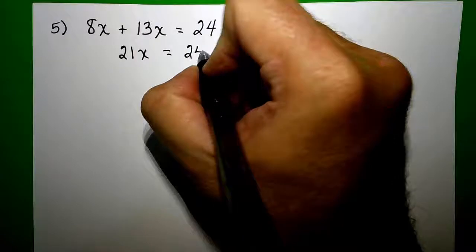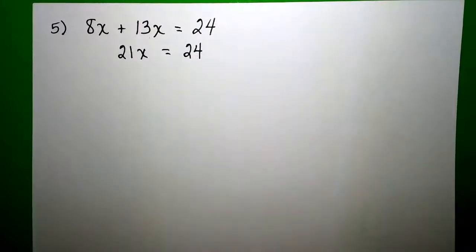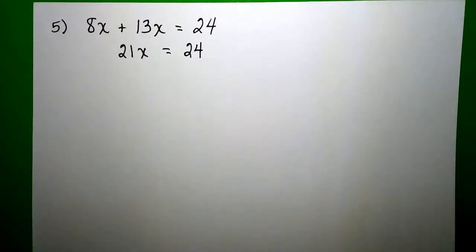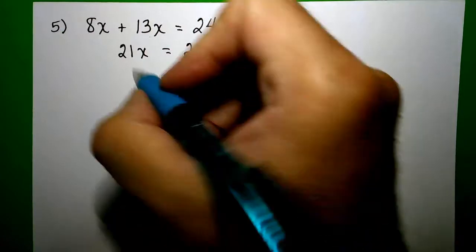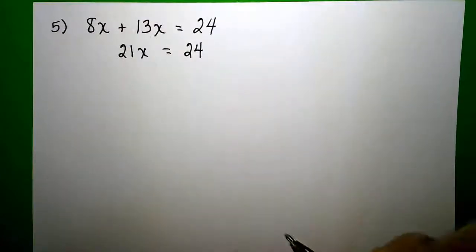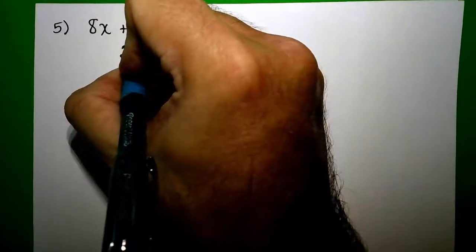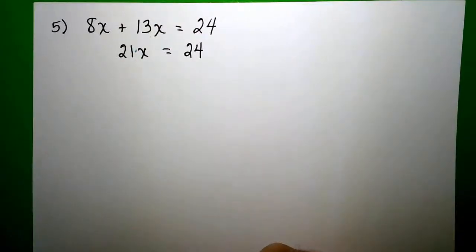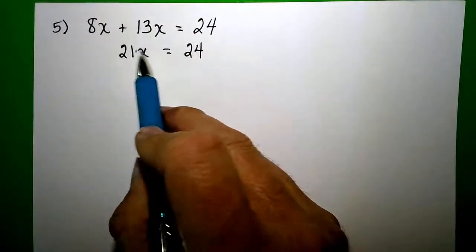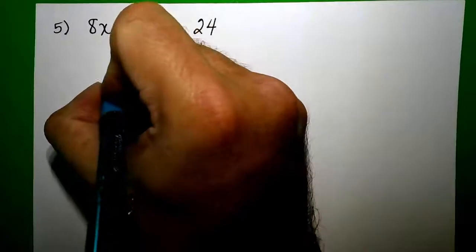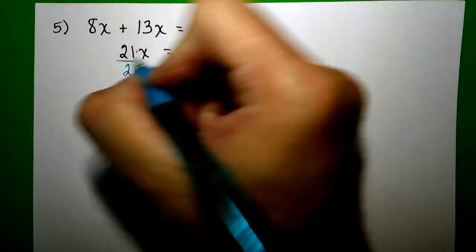So we have 21x equals 24. Now, can we get the x by itself? Well, you betcha. What are we going to have to do to get the x by itself? I'll give you the choice. Are we going to subtract 21 or divide? Well, divide. The operation that's going on here is multiplication. So divide both sides by 21.